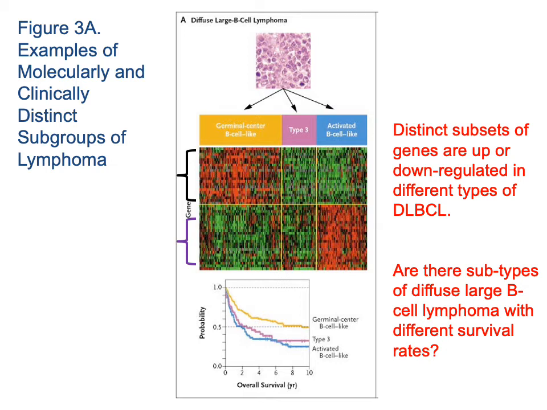Moreover, if we look at the survival curves, this is called a Kaplan-Meier survival curve at the bottom, you can see that the overall survival is not all the same. So if we split it out and look at survival of patients whose genes correspond to germinal center B-cell-like lymphoma, you can see with that orange curve that the overall survival is much better than it is for the other two groups. Okay, so the 10-year survival is 50% for germinal center B-cell-like, and it's only around 25 or 30% for type 3 or activated B-cell-like.